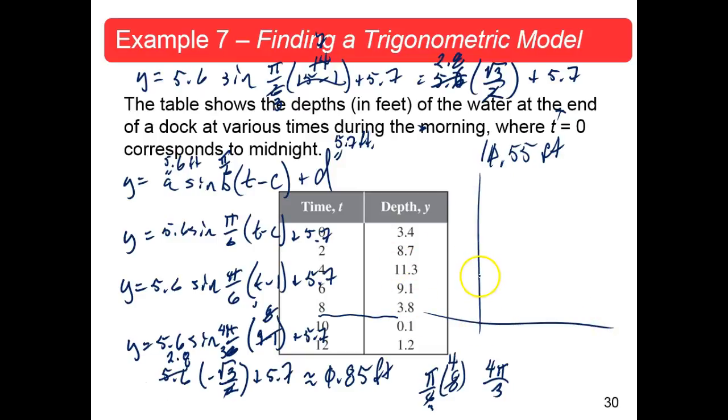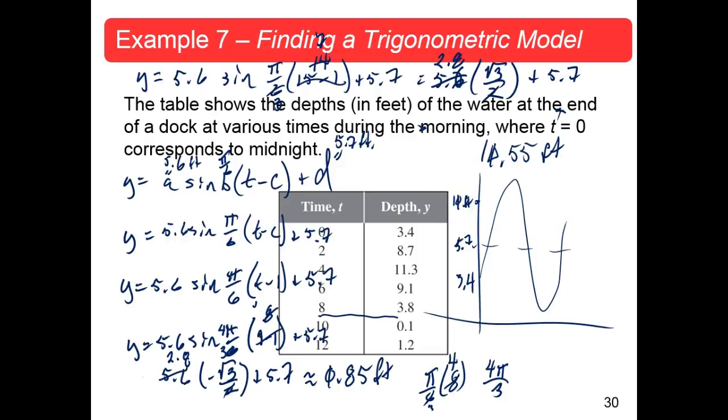We had it starting somewhere here, going up here, down here, okay? And, you know, that was about the middle of it. This was our 5.7 here. This is 3.4 here. You know, that kind of stuff. We need at least 10 feet to dock. So 10 feet is somewhere up here.